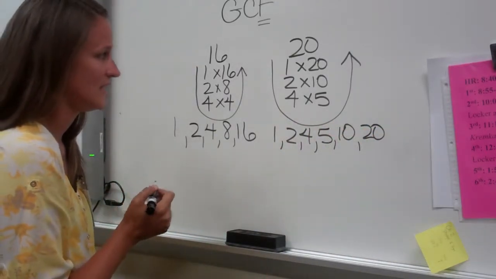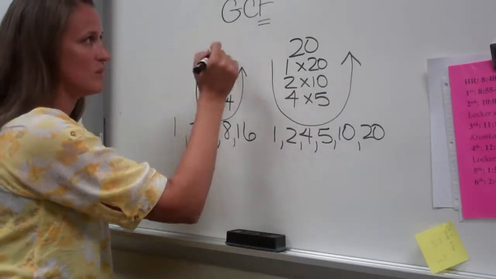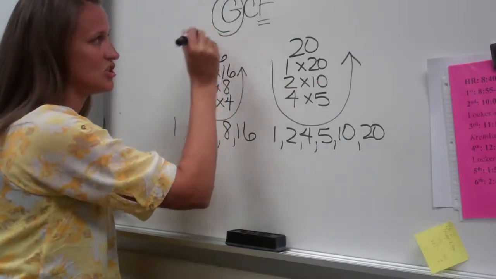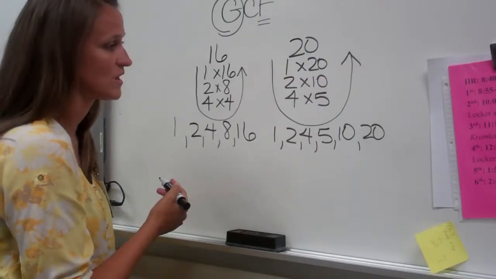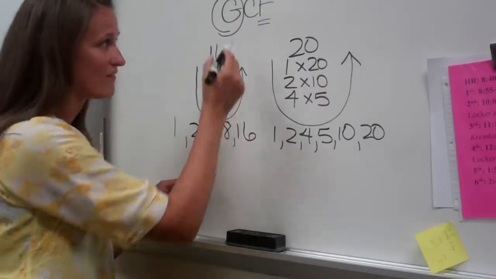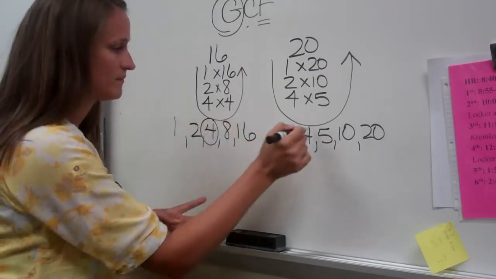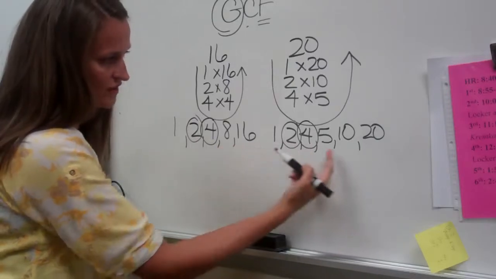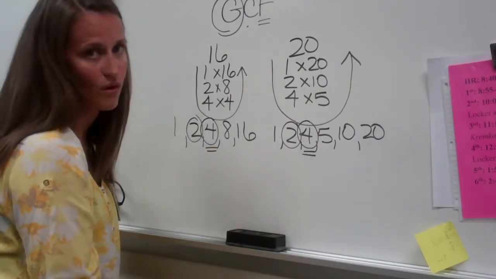Okay? Now, so I listed the factors. Now I'm going to go to the beginning and look at the first initial. What's the G stand for? The greatest of those. So what's the largest of those numbers that they both have in common? Well, they both have a 4 in common. Of course, they both have a 2 and a 1. Do they have anything larger than that? No. So my GCF is 4.